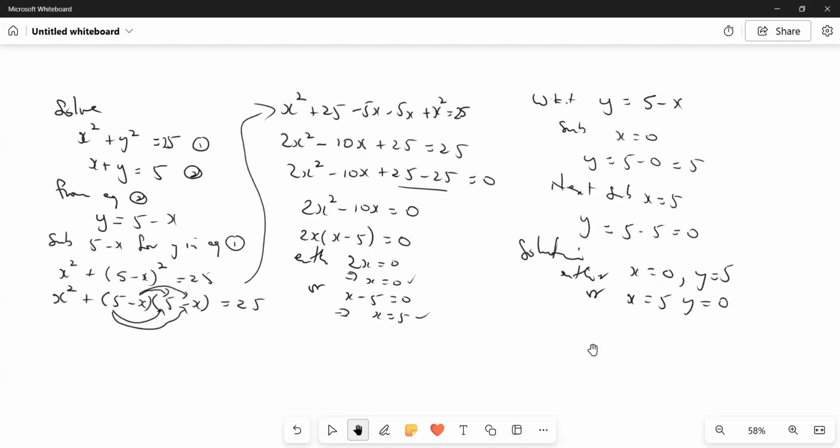We know that y equals 5. The little thing they use in some math textbooks.